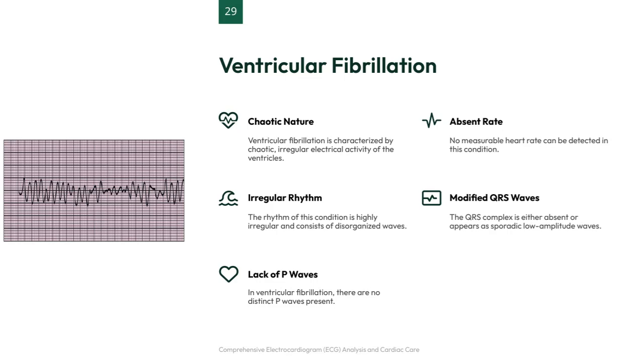Ventricular fibrillation is marked by a completely chaotic and irregular electrical activity within the ventricles. Unlike a normal heartbeat, the rhythm here is extremely disorganized, with waves that lack any clear pattern. One key point is the absence of P waves, which means we don't see the usual atrial signals. Additionally, because of this chaotic activity, no measurable heart rate can be detected. Finally, the QRS complexes, which normally represent ventricular contraction, are either missing or show up as small, sporadic waves with very low amplitude. All these factors together make ventricular fibrillation a critical and life-threatening condition.